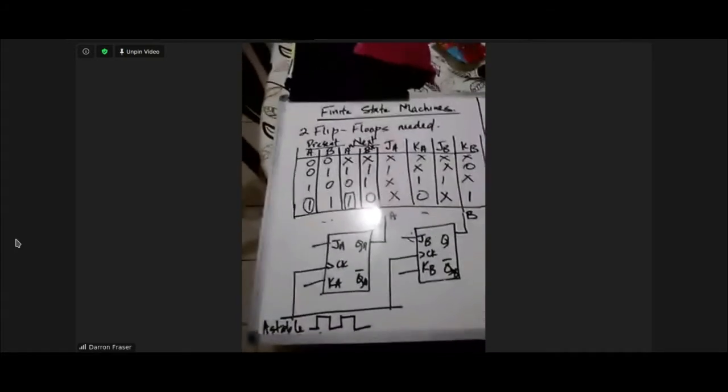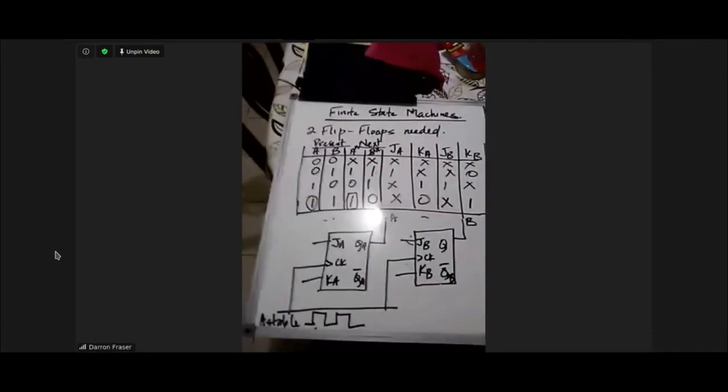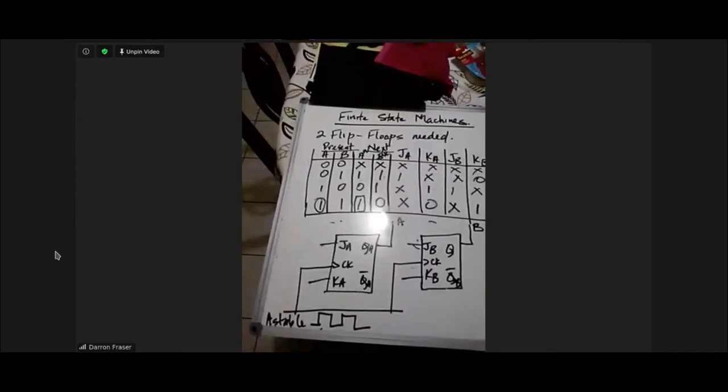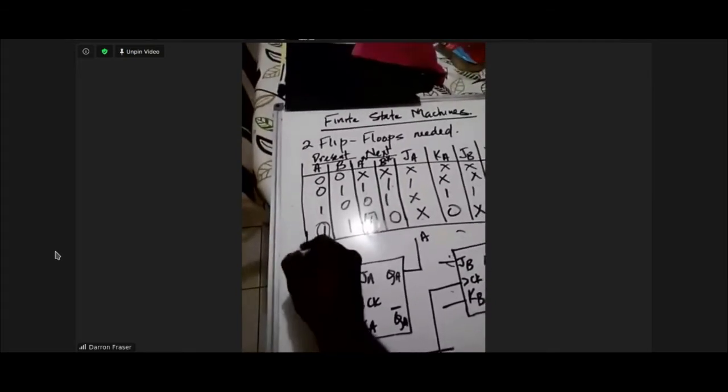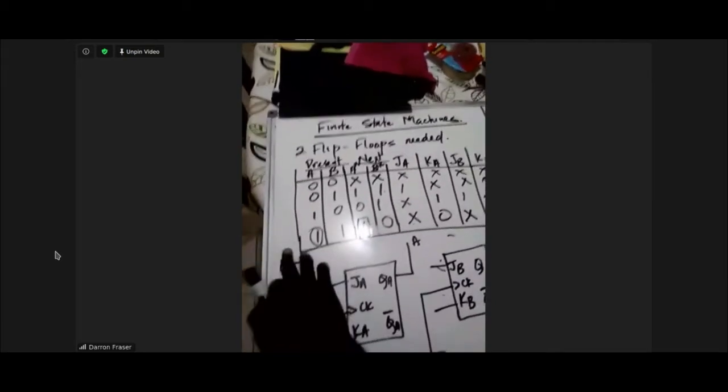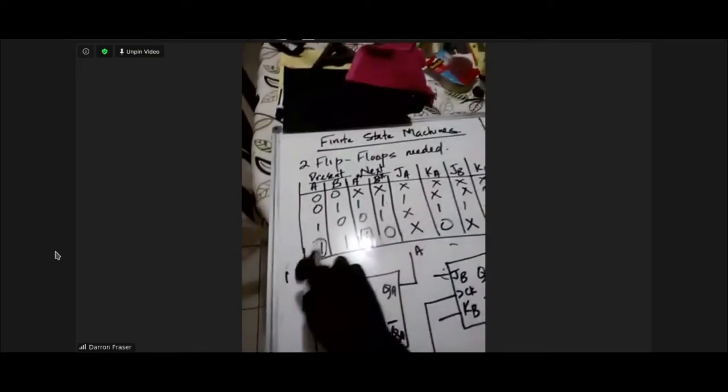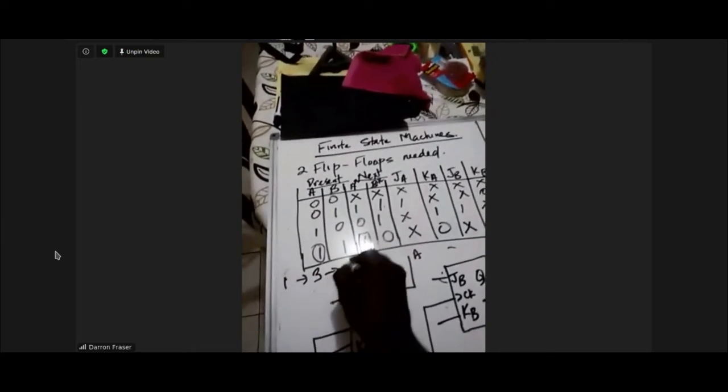All right. So somebody needs to write this up because I'm going to leave the board now and go to the computer. So this circuit here was 0, 1, where go? Sorry. 1, 3, 2, back to 1.